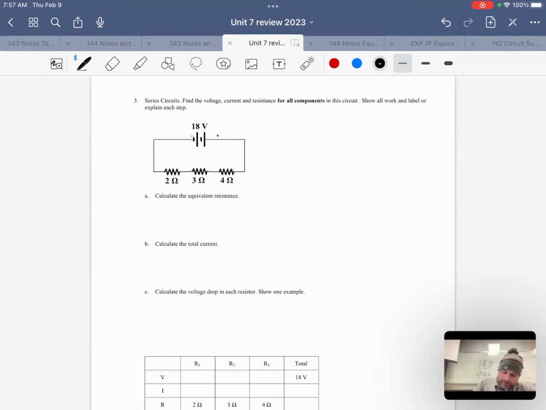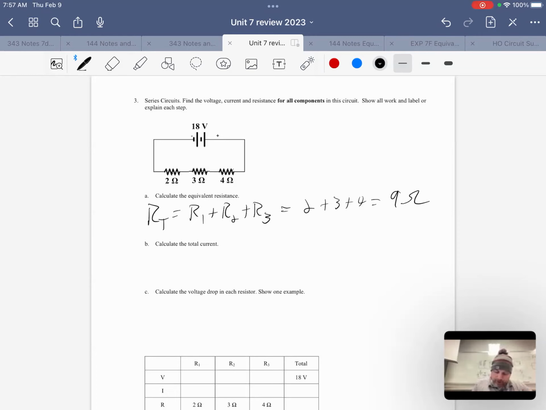Calculate the equivalent resistance. For series, total resistance is just R1 plus R2 plus R3. They add up. In series, they add up. So that's just going to be 2 plus 3 plus 4, which is going to give me 9 ohms.